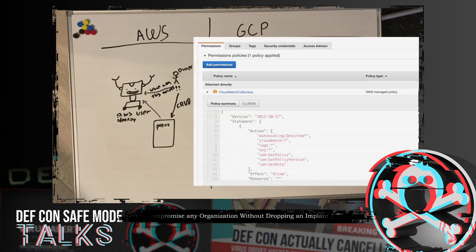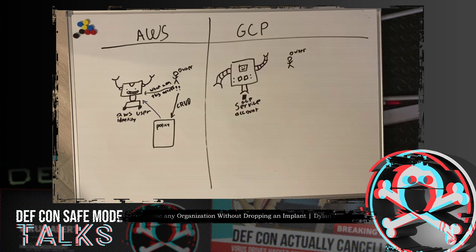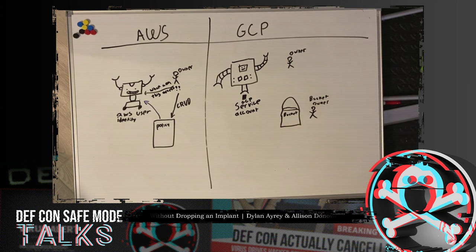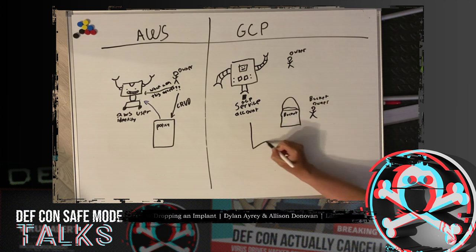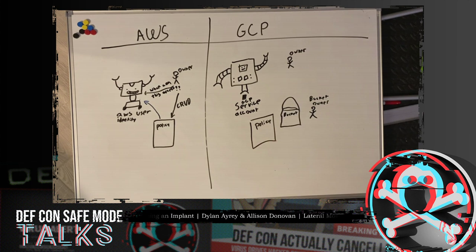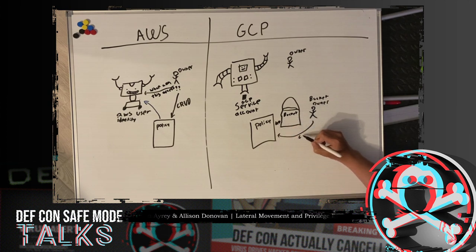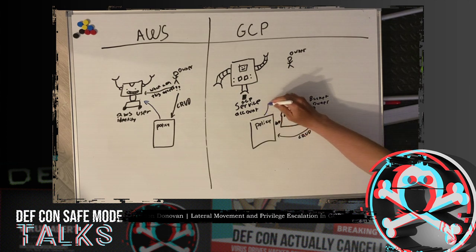In GCP though, this is where things start getting really different. Instead of having a centralized policy for a given identity, we have policies for resources. So in this case, we've got a bucket and a bucket owner, and that bucket has a policy. The bucket owner controls who can create, read, update, or delete that policy, and that policy applies to whatever identity the bucket owner wants it to. So here's an example of what that looks like for storage.